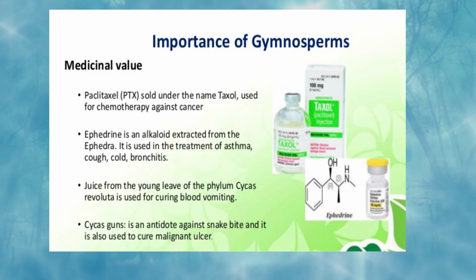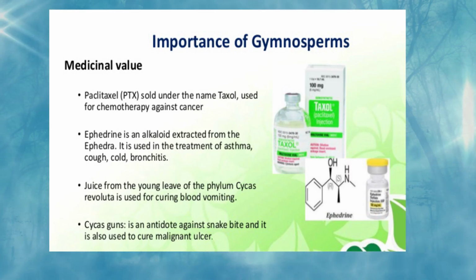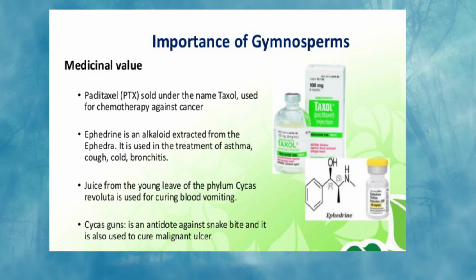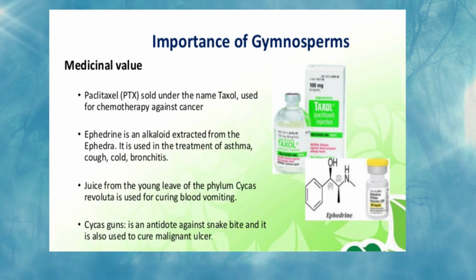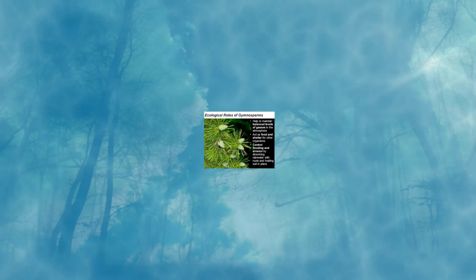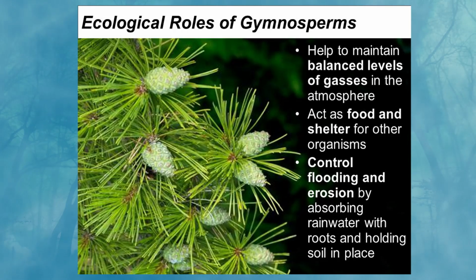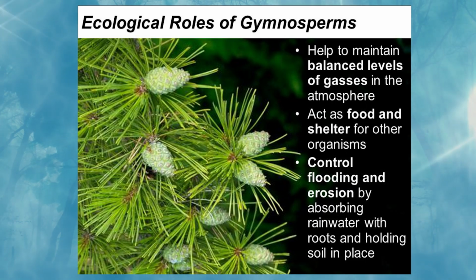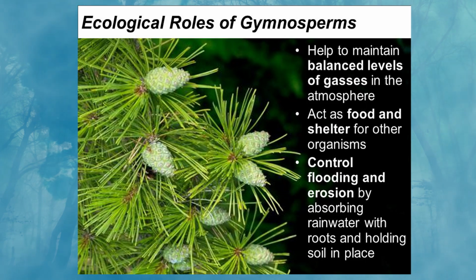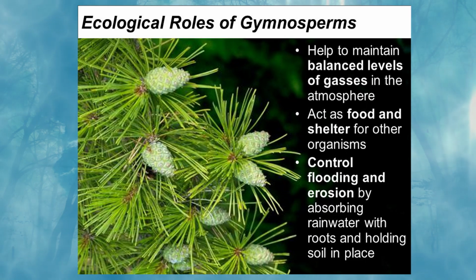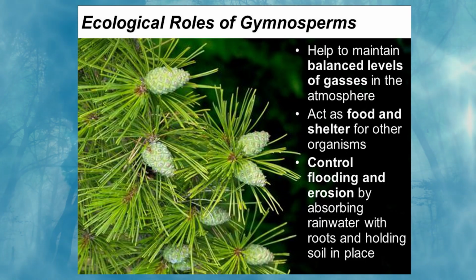We also have Cycas juice, which is used in curing blood vomiting, and Cycas gum, which is used against snake bite and also cures malignant ulcers. Other roles of gymnosperms are that they help maintain the ecosystem, balance the level of grasses, act as food and shelter, and control flooding and erosion. They absorb rainwater and hold the soil in place.